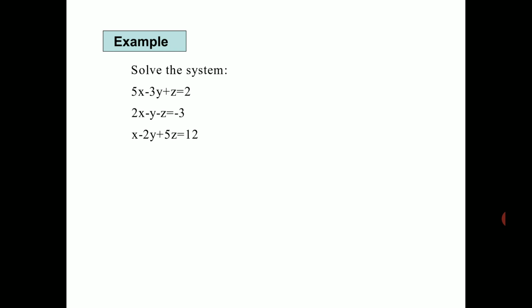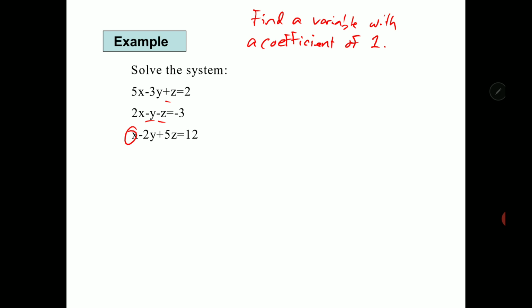So here's what we're going to do. We are going to find, if we can, it may not happen in every single case, but if we can, I want to pick a variable with a coefficient of 1. All right, so that could be this x here, this y here, the z here, or that z there.